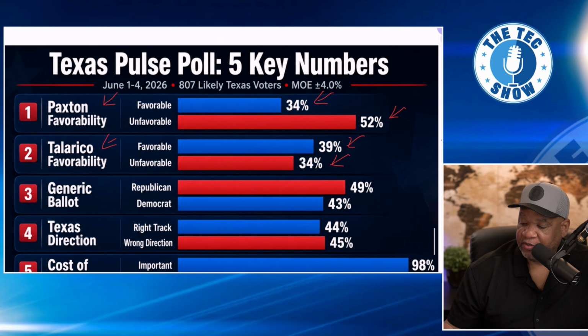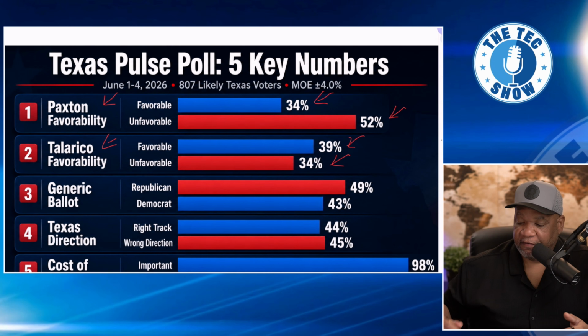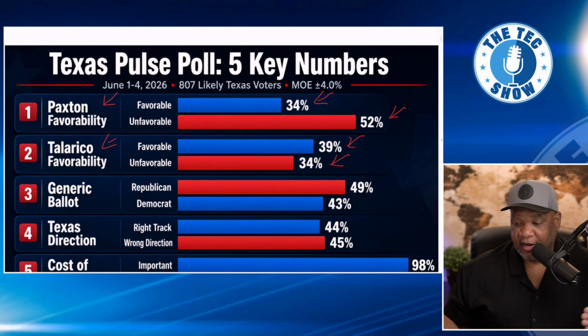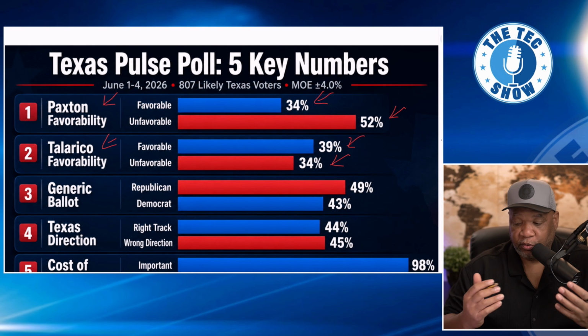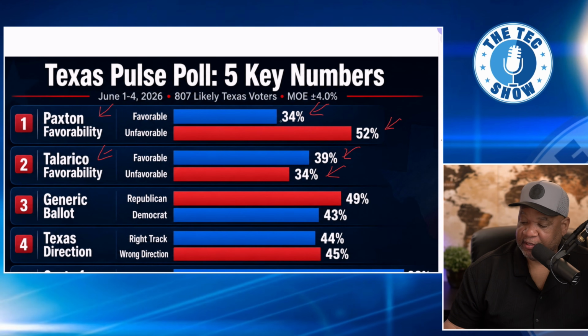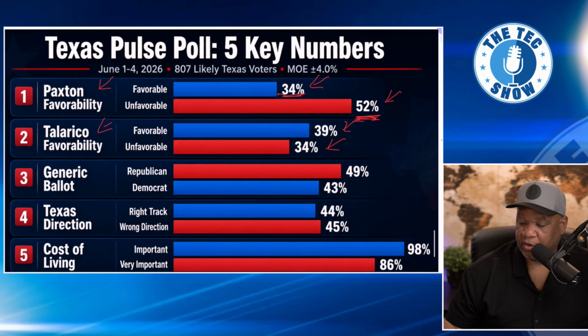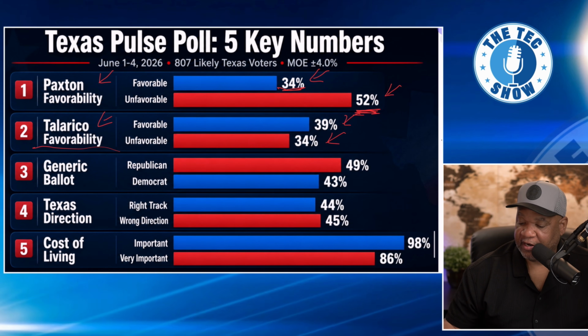So we're looking here, you see that Talarico's favorables are higher than his unfavorable, which is good. Okay, that's what you want. Now when it comes to Paxton, it's the opposite. His favorables are at 34, his unfavorables are at 52. Okay, so right now Talarico has an advantage there.